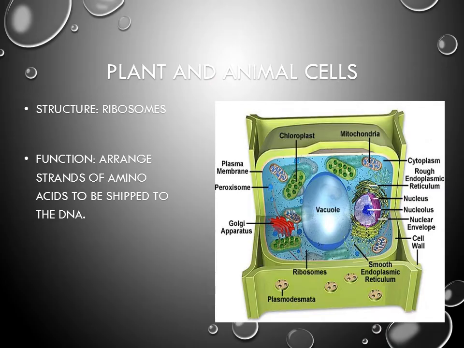Okay, another one that are in both plant and animal cells are the ribosomes. The function of the ribosomes is they arrange strands of amino acids to be shipped to the DNA. So a cell is like a mini factory. And each of these little structures has a specific purpose in making the whole factory run smoothly.